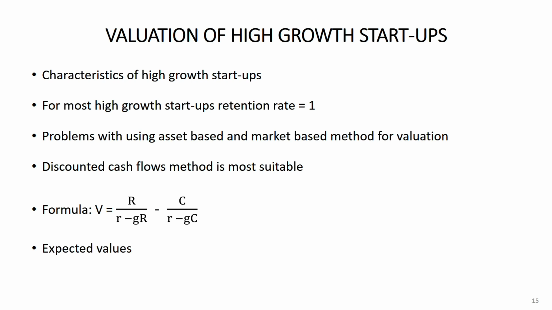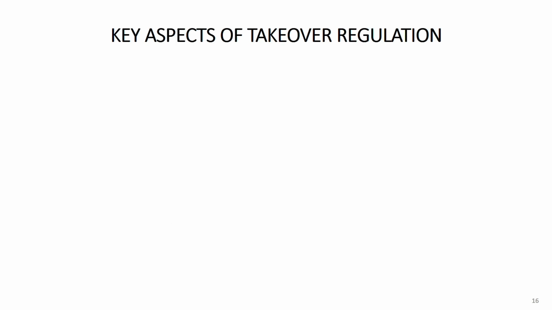Next, expected values. The second method, other than discounted cash flow, you can use to value is expected values. You will be given some probabilities and the values. Multiply the probability and the value, and you will get the expected value. So that's it about startup companies.